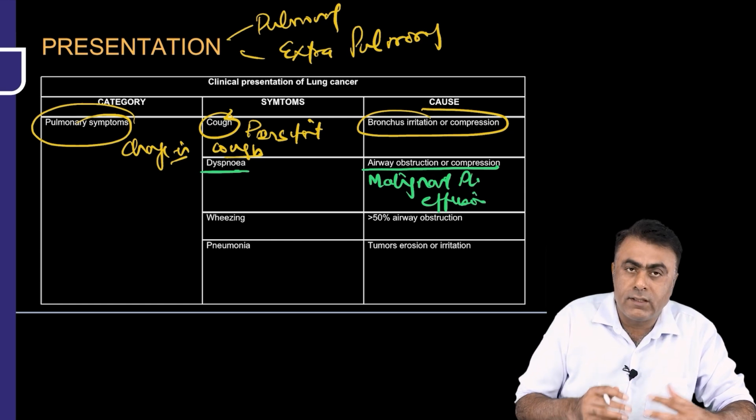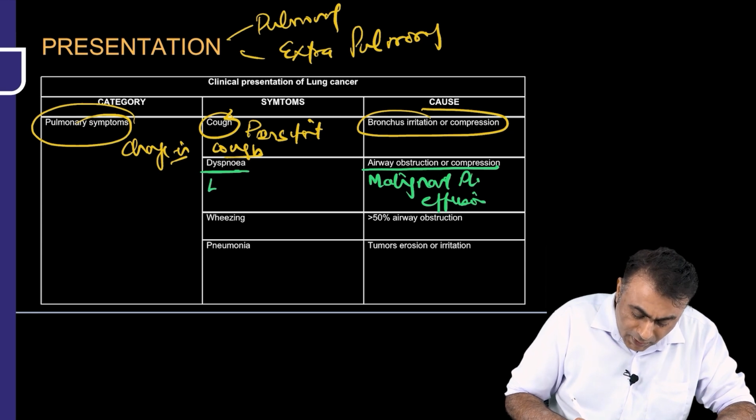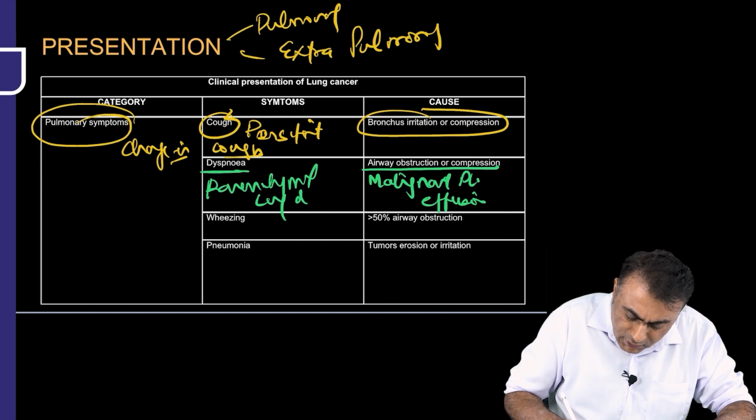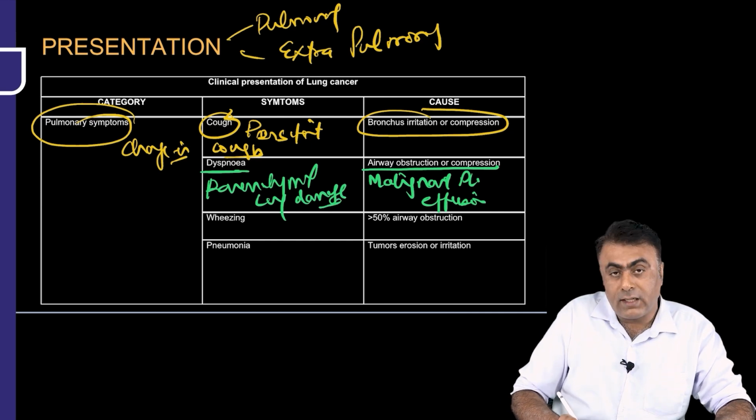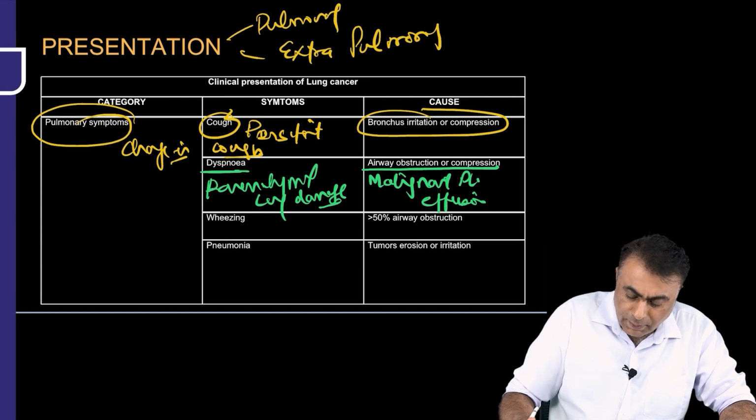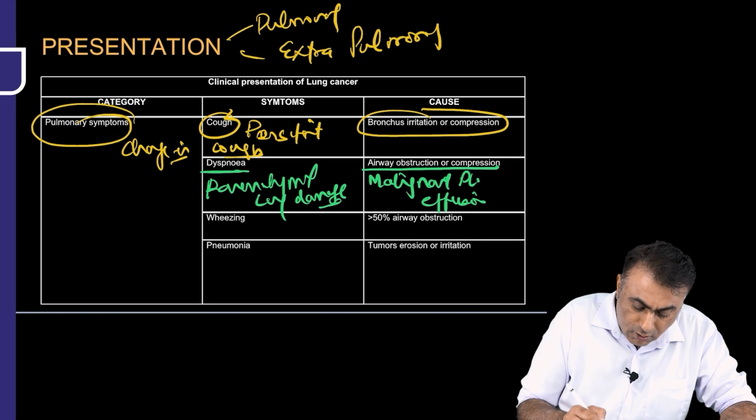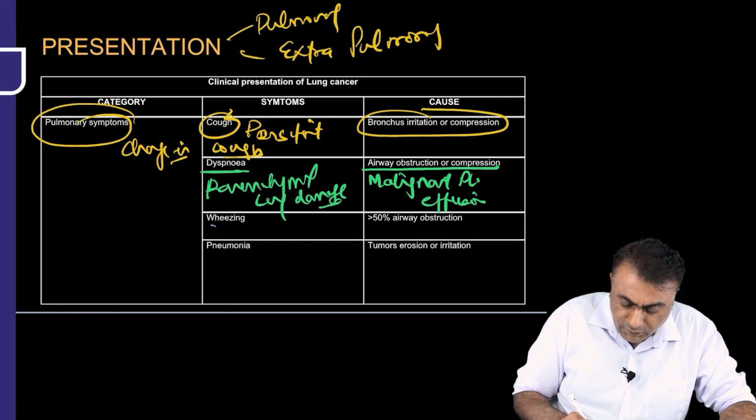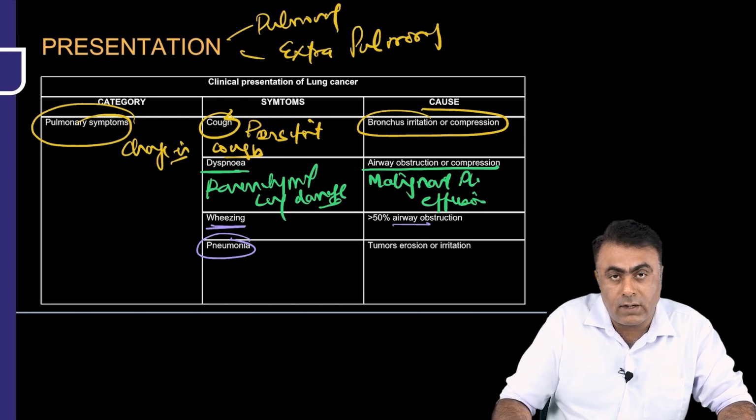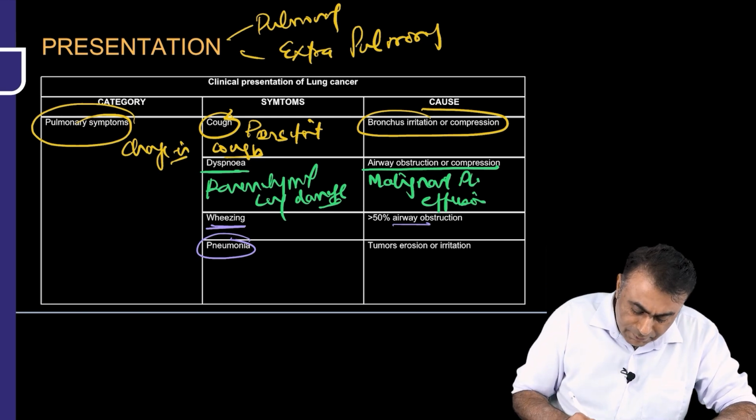Apart from this, a large lesion can cause parenchymal damage of the lung, and that can also lead to dyspnea. Then, apart from this, the patients can have wheezing. Wheezing will occur when there is more than 50% airway obstruction. Patients can have pneumonia because of erosion by the tumors or irritation. And as we discussed earlier while talking about the small cell cancers, another symptom can be hemoptysis.